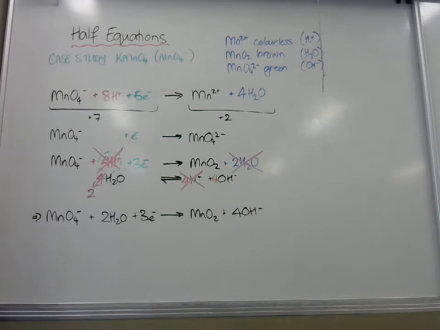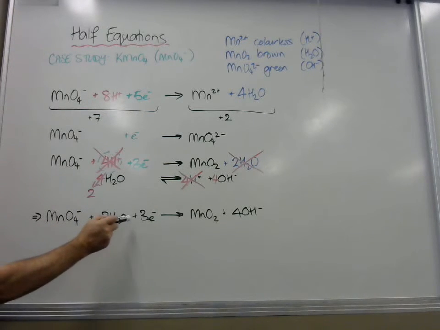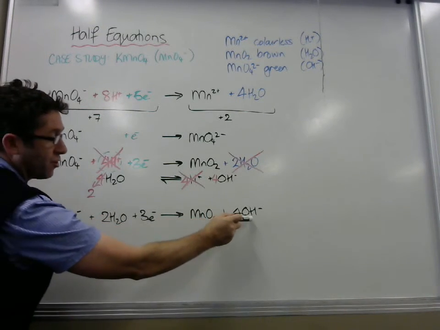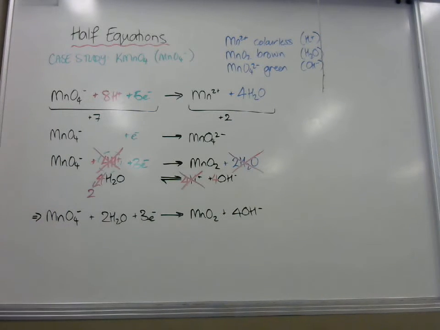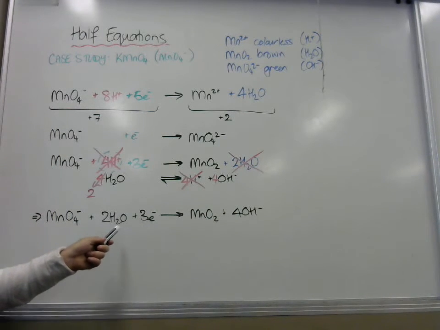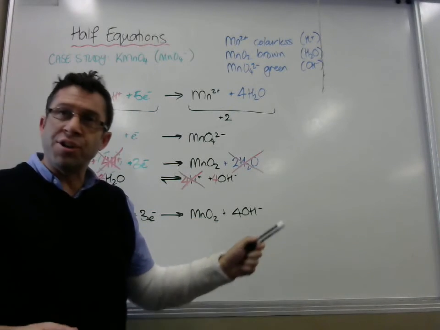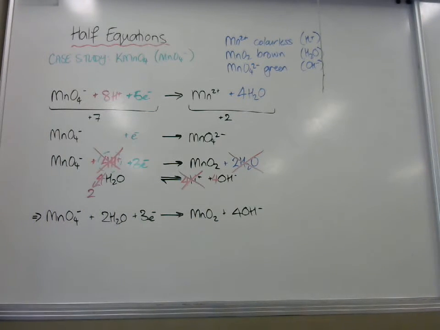Let's double check the oxygens because that's pretty useful. 1, 2, 3, 4, 5, 6. 1, 2, 3, 4, 5, 6. That's good. And hydrogens, 2 waters gives us 4. 4 hydroxides gives us 4. So it's balanced. So here's how you do it when it's not acidic conditions.